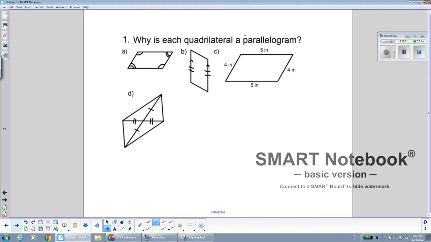Take a second and try to write down why each quadrilateral is a parallelogram. Pause the video so you can do that. In part A, the quadrilateral is a parallelogram because both pairs of opposite angles are congruent. In B, the quadrilateral is a parallelogram because one pair of opposite sides is both congruent and parallel. In C, the quadrilateral is a parallelogram because both pairs of opposite sides are congruent. And in part D, the quadrilateral is a parallelogram because the diagonals bisect each other.